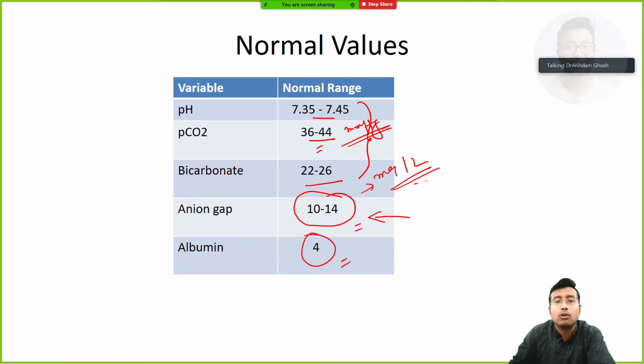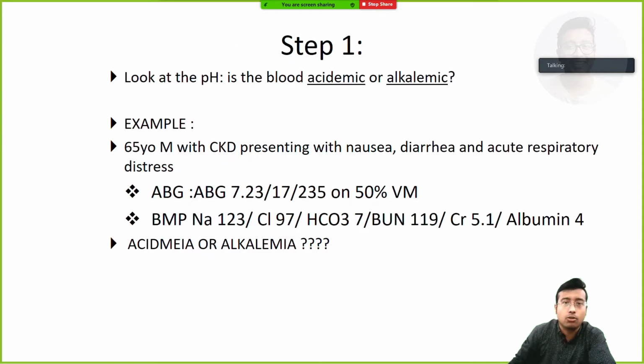This anion gap value also changes depending on how you calculate it. I will tell you later. So just remember, till now we knew pH, PCO2 and bicarbonate. Now anion gap and albumin as well. So this is our problem. This is our example.